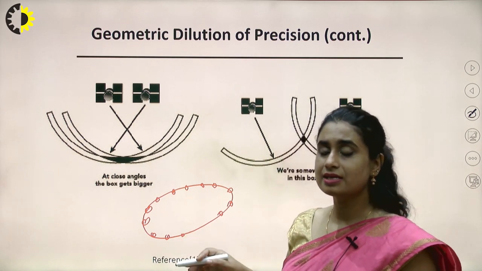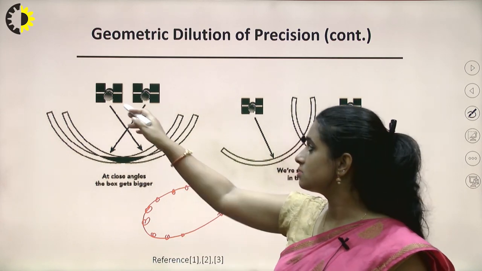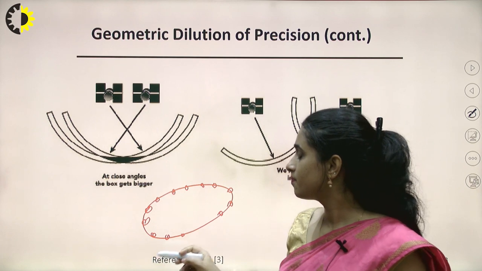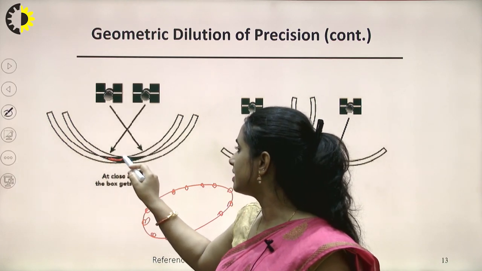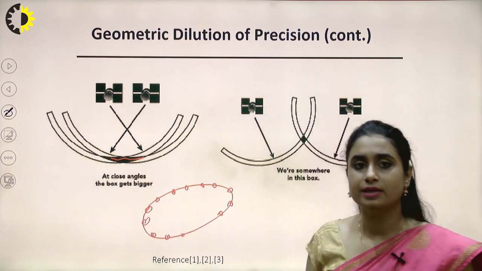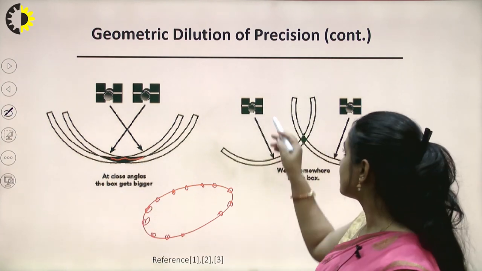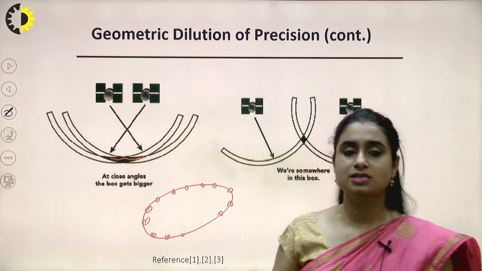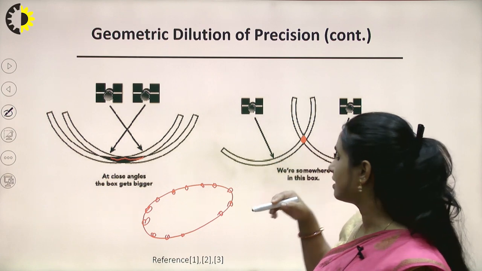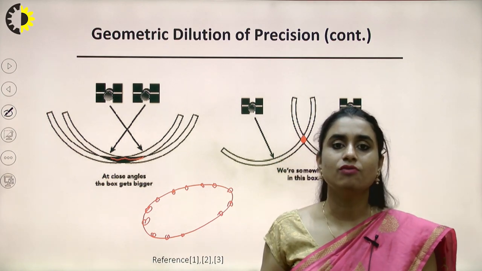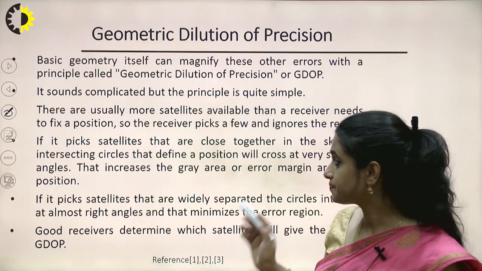If these 2 satellites are chosen in a way that they are so closely spaced, then this area, their common area, is a little wider. If we use satellites which are widely placed, then their common area is a little smaller, reducing the chances of error, right?